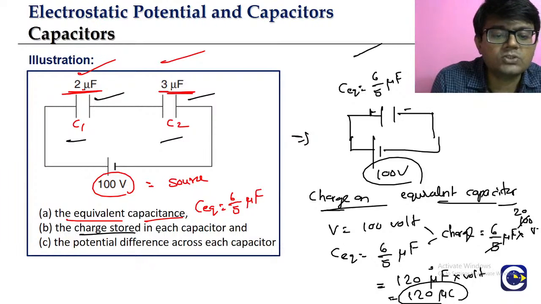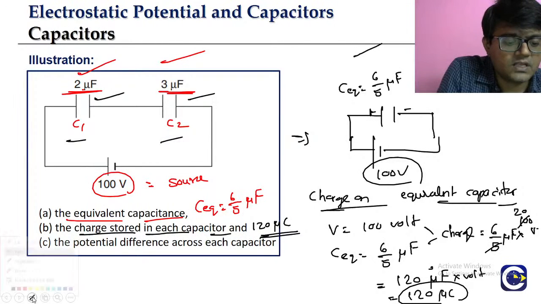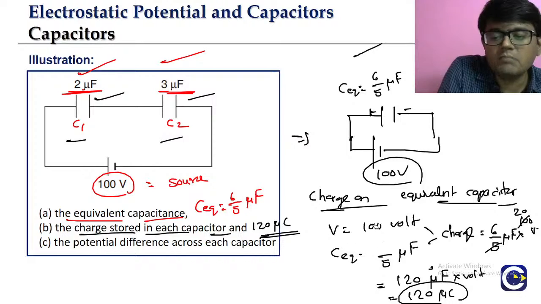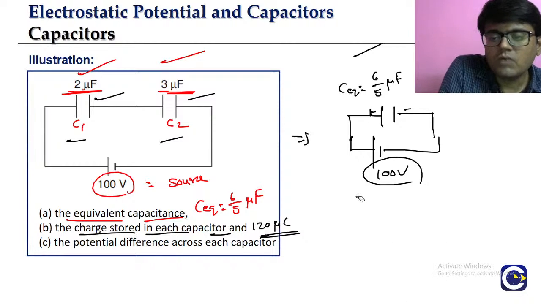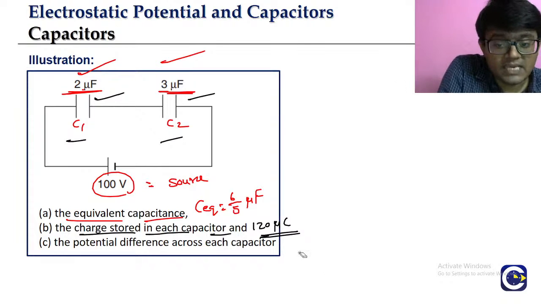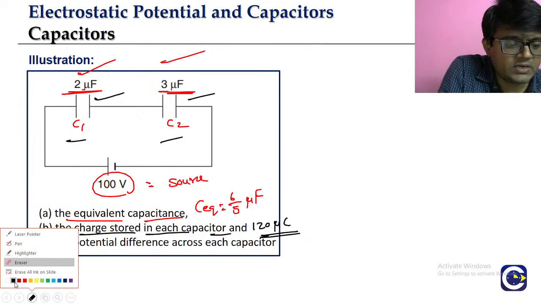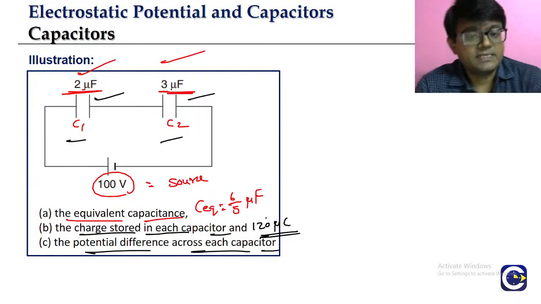Remember, for a series combination, each of these capacitors will have the same charge. So charge stored in each capacitor will be what? Each of them will have the same charge, which is equal to charge on that equivalent capacitor. What is the value? 120 microcoulombs. So this is the charge on both of them. In a series combination both of them will have the same charge. After that, what are they asking? The potential difference across each capacitor.